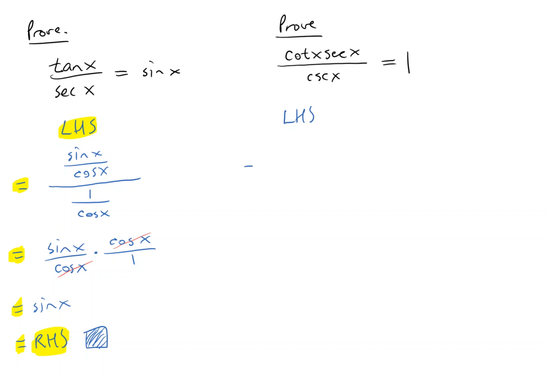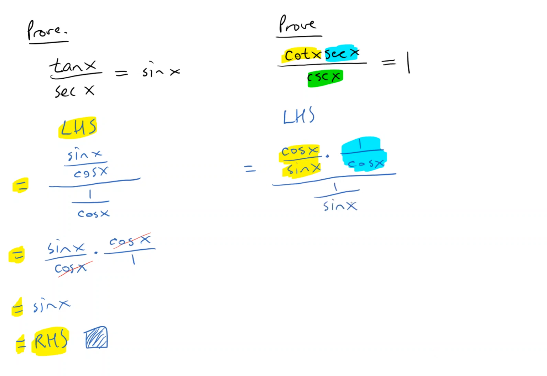Okay? So the left-hand side equals. So cotangent of x is cosine x over sine x. And that's multiplied by secant of x, which is 1 over cosine of x. And that's all divided by cosecant of x, which is 1 over sine of x. Okay? Now let's clean this up methodically.